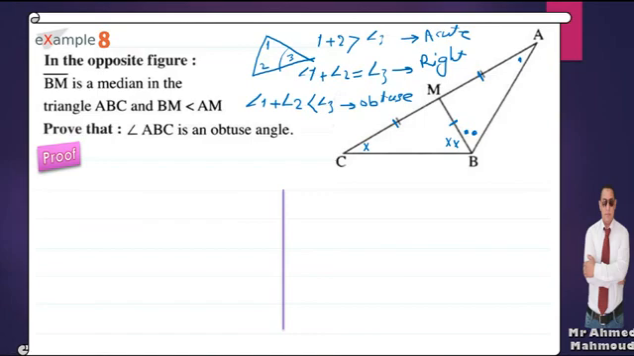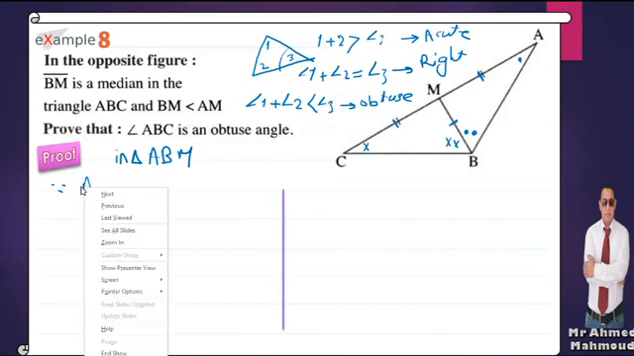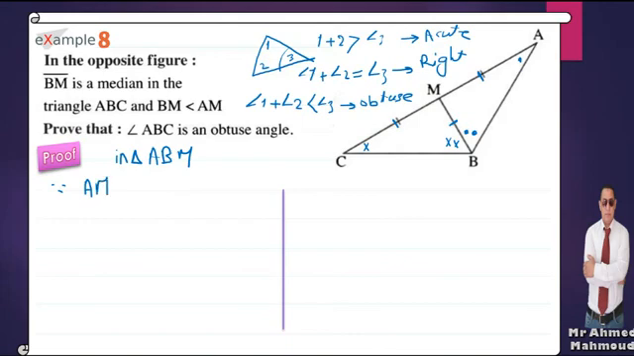Okay, I will start the proof like this. In triangle ABM, since AM is greater than BM, therefore the measure of angle ABM is greater than the measure of angle A, and this is relation number 1.